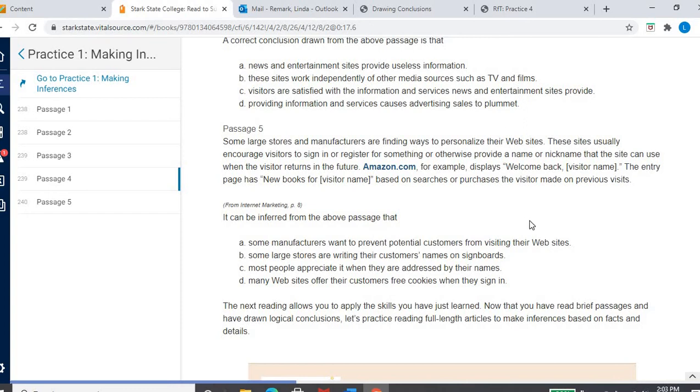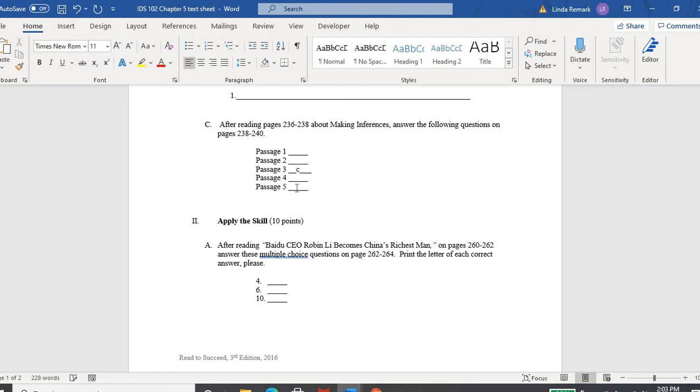That some manufacturers want to prevent potential customers from visiting their websites? Sounds like the opposite. They want people to come back. Some large stores are writing their customers' names on signboards. It's not even in there. Most people appreciate it when they are addressed by their names. Maybe. Many websites offer their customers free cookies when they sign in. Okay, so they're kind of making a play on words there, because cookies are the things that store the information in your websites. So it is C. That's what the passage is kind of implying, that people appreciate being addressed by their names. So passage 5 is also, in this case, C. So make sure you do passage 1, 2, and 4.